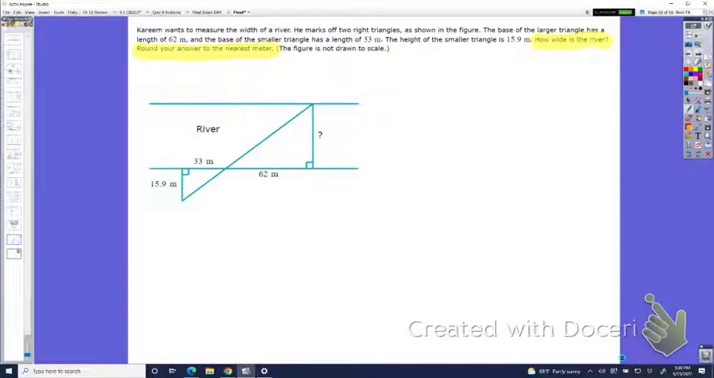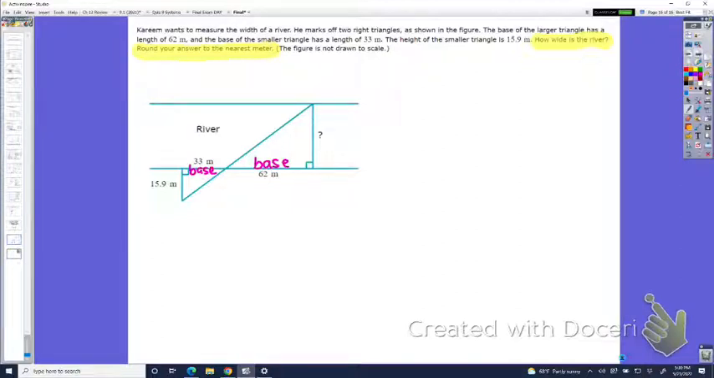Kareem wants to measure the width of a river. He marks off two right triangles as shown in the figure. The base of the larger triangle has a length of 62. So this was the base. And the base of the smaller one is 33 meters. So this is also the base. The height of the smaller triangle is 15.9. So find the height or width of the river.